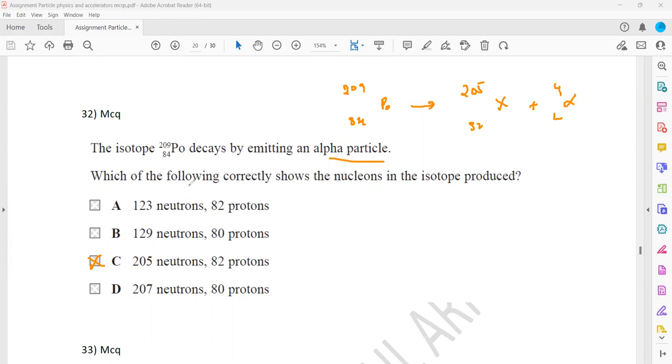Sorry, it's about neutrons. After getting the particle, we find the neutron number. How do we find the neutron number? Which of the following shows the nucleon composition in the isotope produced? We take 205 minus 82, which is 123, and the protons are 82. So 123 neutrons and 82 protons will be there.